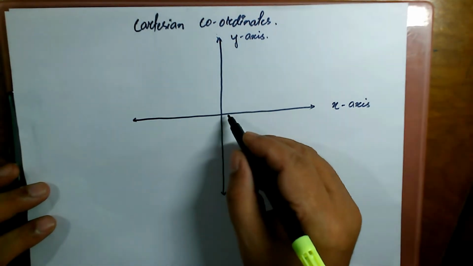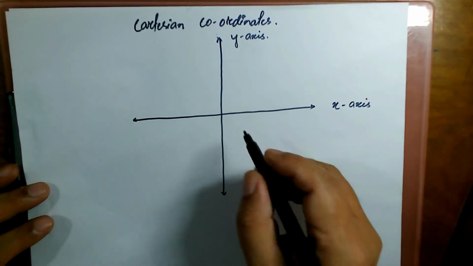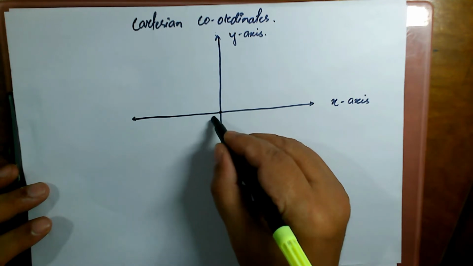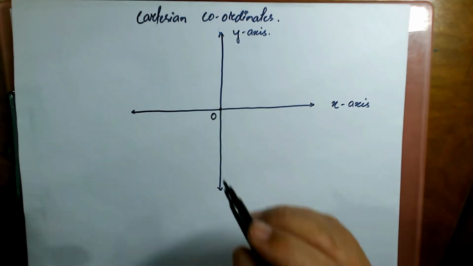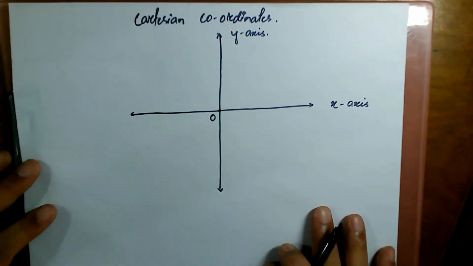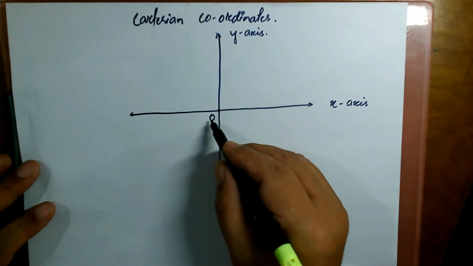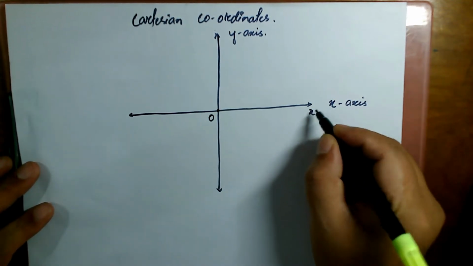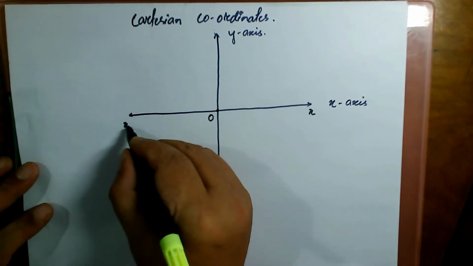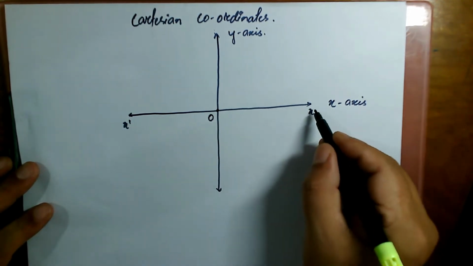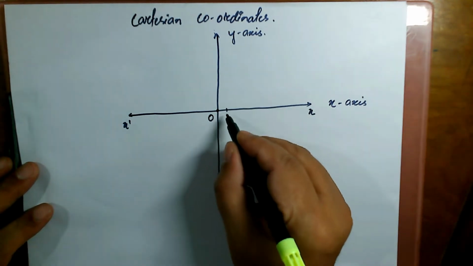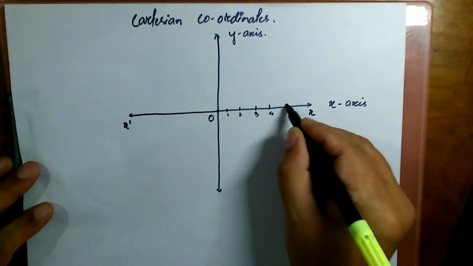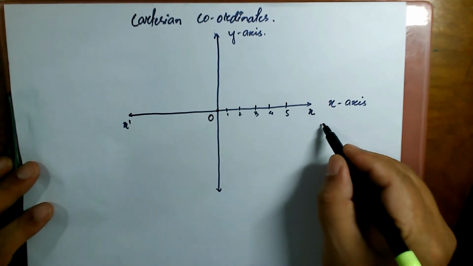So when we measure any point, the starting point is always 0, and this is known as the initial point, and let's indicate it as O. And this direction, let's say this is x, and the opposite direction is x dash, where this x side will be positive. 1 2 3 4, let's say up to 5. This is all positive.